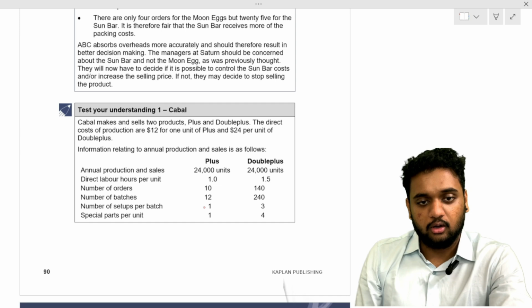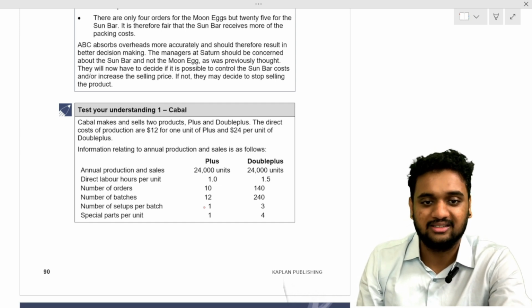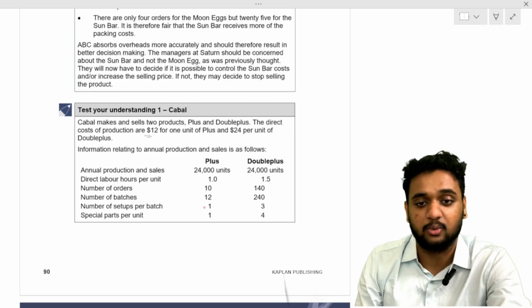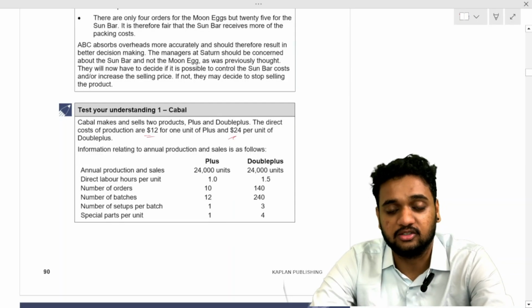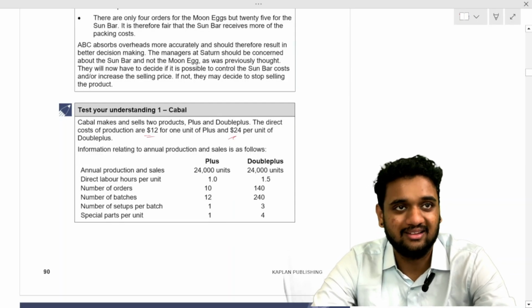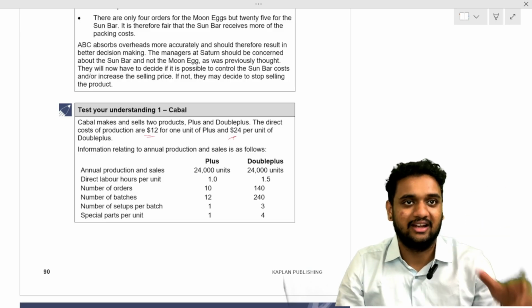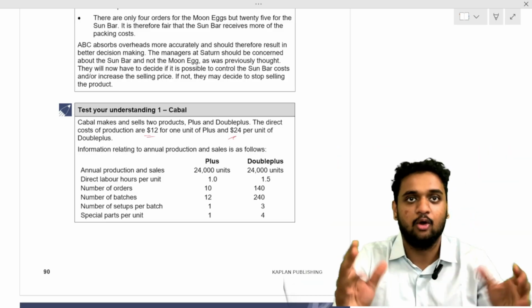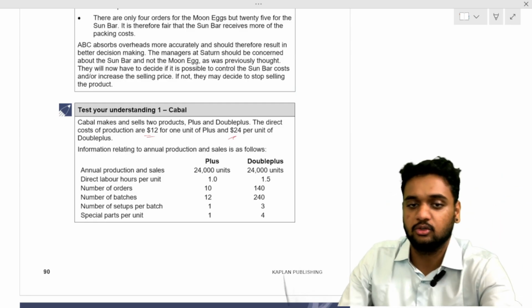Cabal makes and sells 2 products, plus and double plus are the 2 products. The direct cost of production is 12 and 24. What do you mean by the direct cost of production? Direct cost is given. Oh, what is overhead? Overhead is indirect cost. Indirect cost only is split and given. Direct cost you directly know for the product. Indirect cost is split and written. So direct cost is given to us.